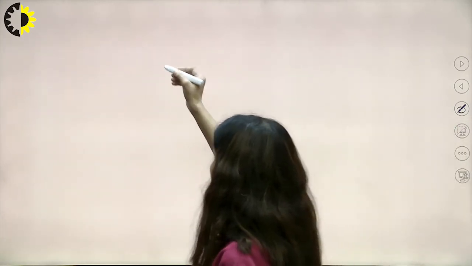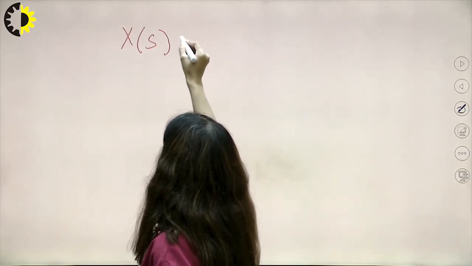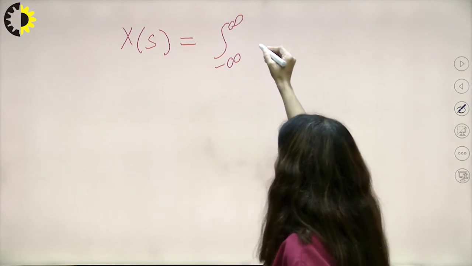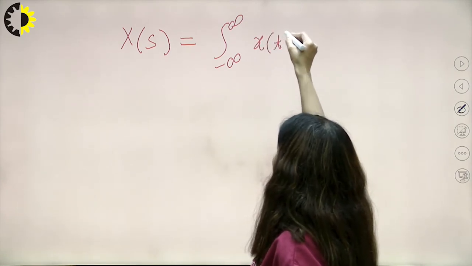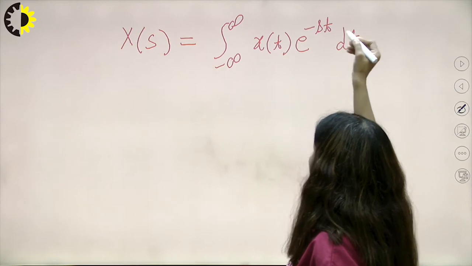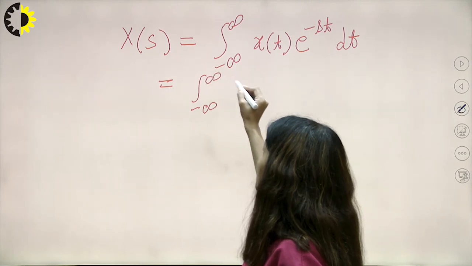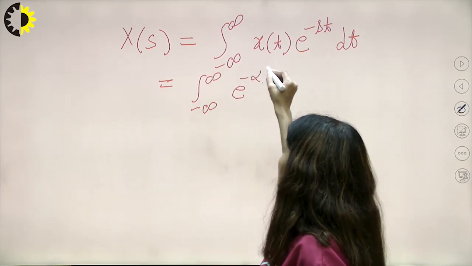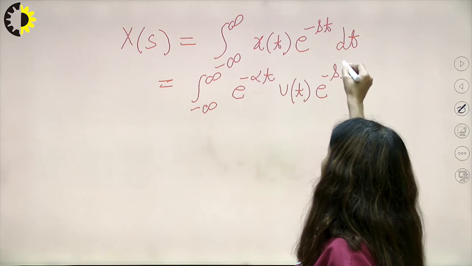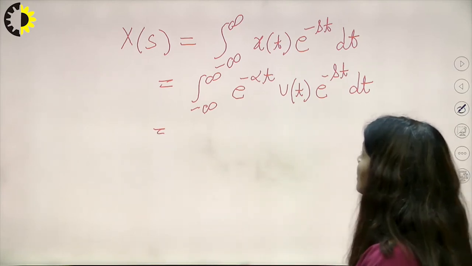So let us come to the solution. X(s) we are going to calculate as the integral from minus infinity to plus infinity of x(t) e raised to the power minus st dt. So we have written the formula first. Now in place of x(t) I will write the integral from minus infinity to infinity of e raised to the power of minus alpha t u(t) e raised to the power of minus st dt.